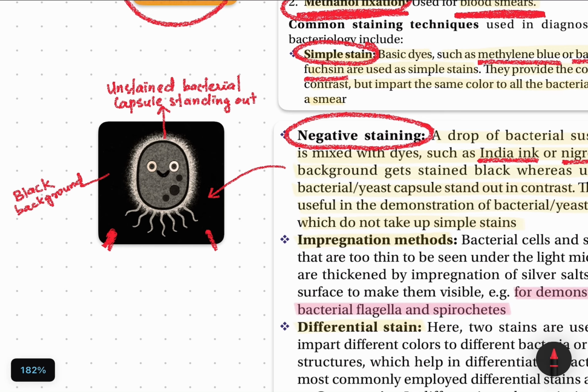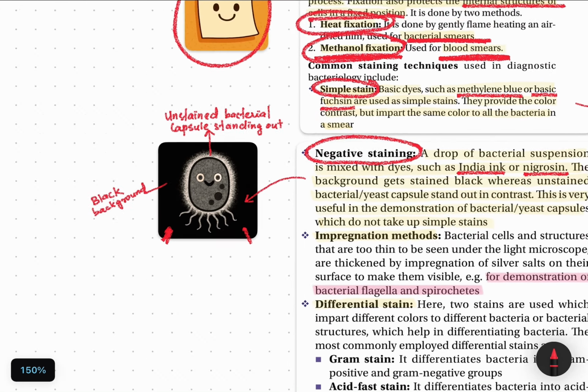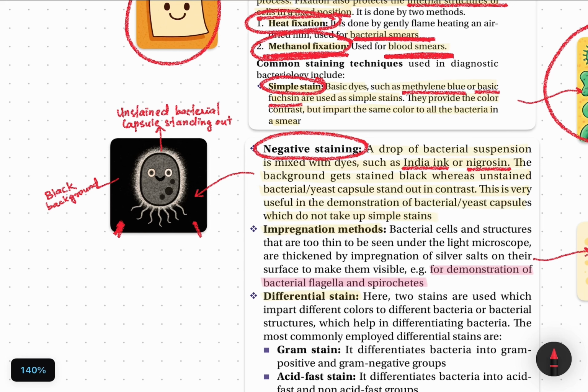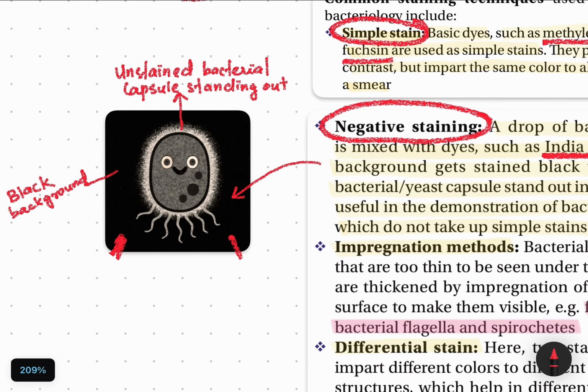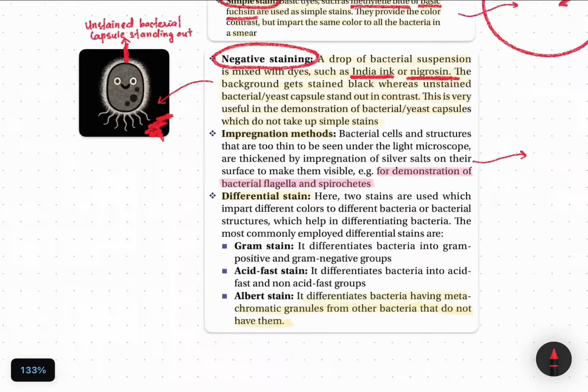So it will stay unstained, and that will stand out. When you use negative staining with India ink or nigrosin, you get a black background with a capsule. This is the black background and this portion is the capsule, and it is unstained. The capsule gets unstained.